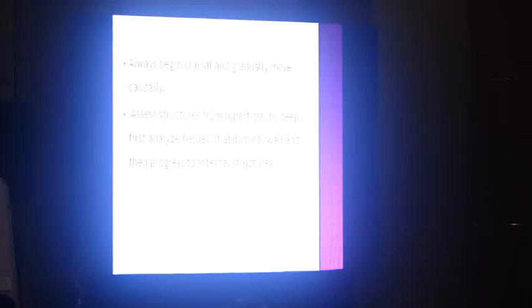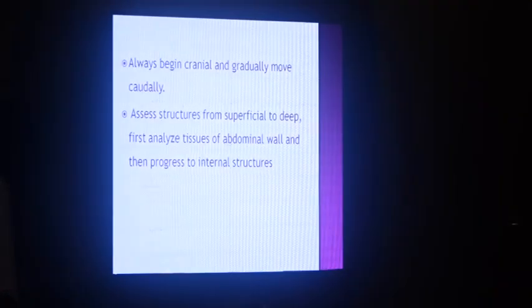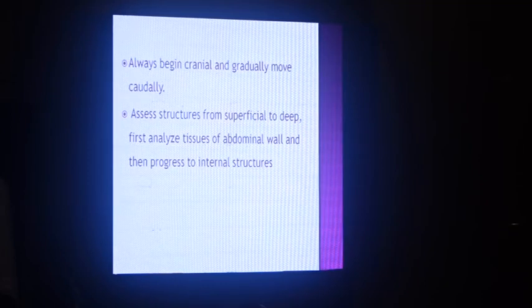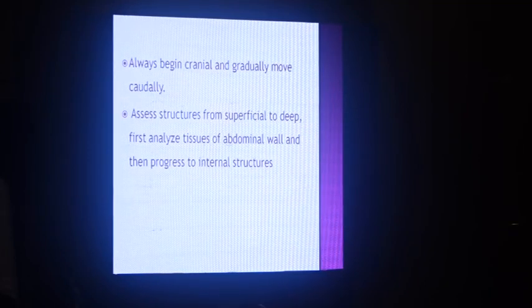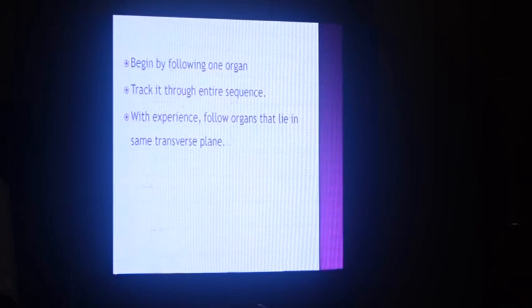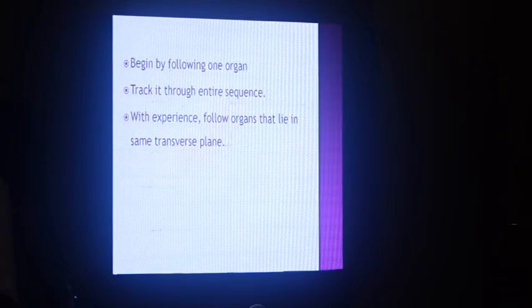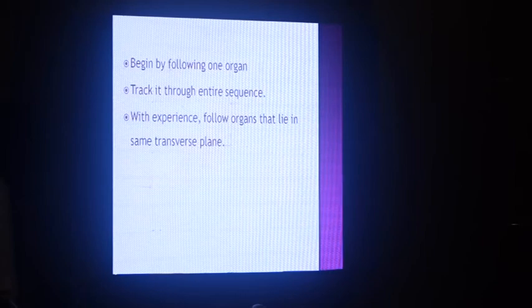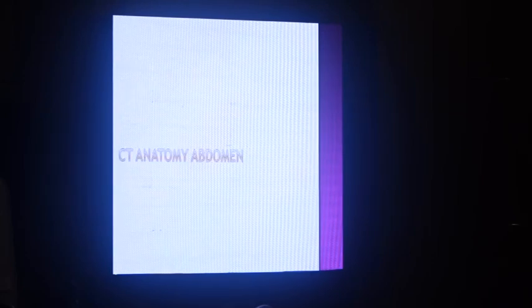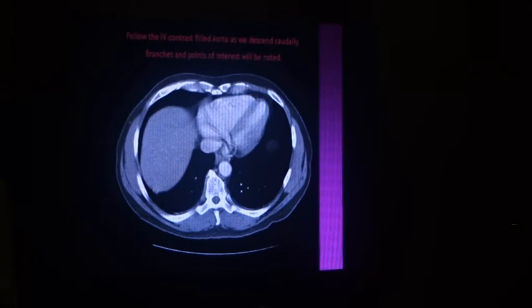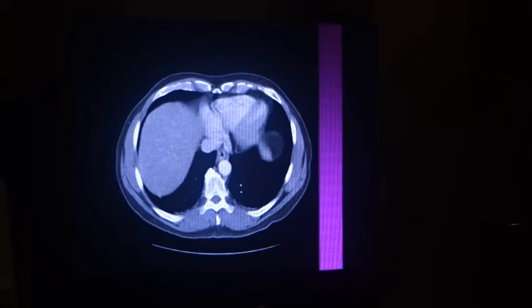Always begin cranially and gradually move towards the feet side, caudally. Assess structures from superficial to deep. First analyze the tissue of the abdominal wall and then progress to internal structures. This is very important. Initially, when we try to read the CT, try to follow one organ, and scrolling should be done. Track it through the entire sequence. With experience, follow the organ in the same transverse plane. This is very important in CT abdomen. Like scrolling, I am going to do this. This is called scrolling.